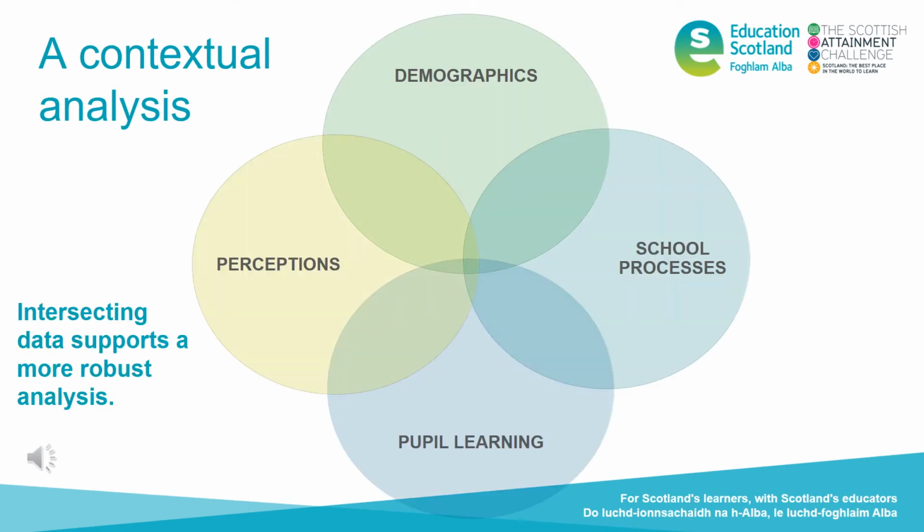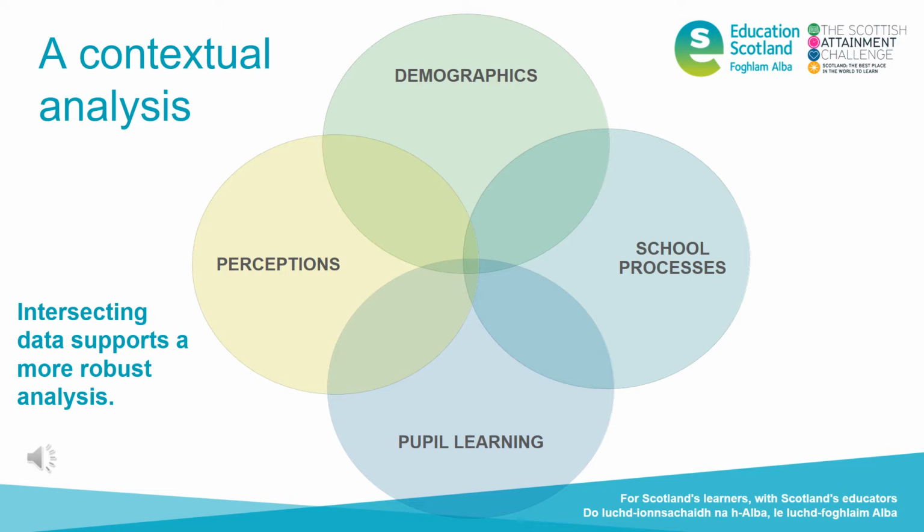So looking at a contextual analysis in more detail now, a contextual analysis requires robust data to ensure the planning decisions that stem from it are targeted correctly. This should include a range of data, and it can be helpful to use the following headings to ensure that breadth.